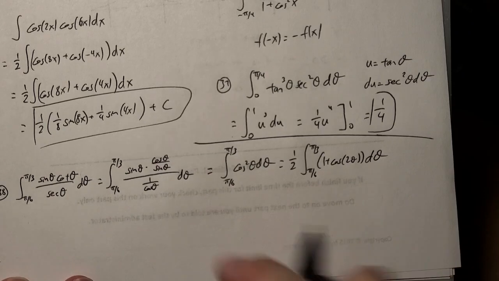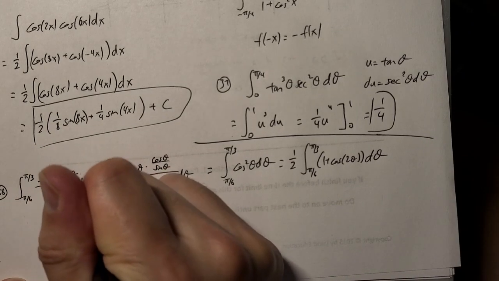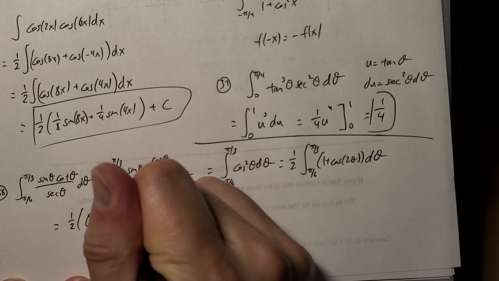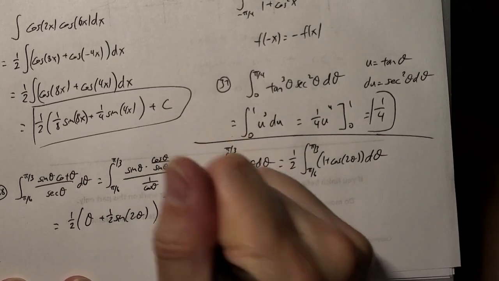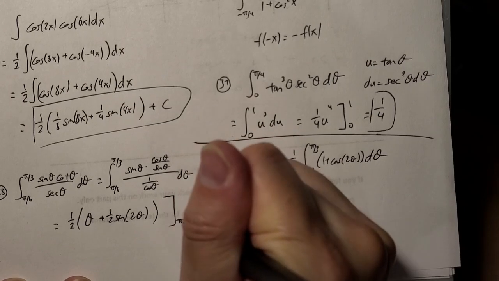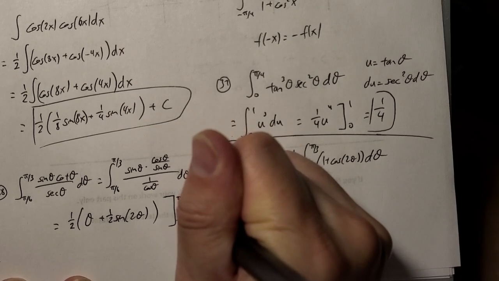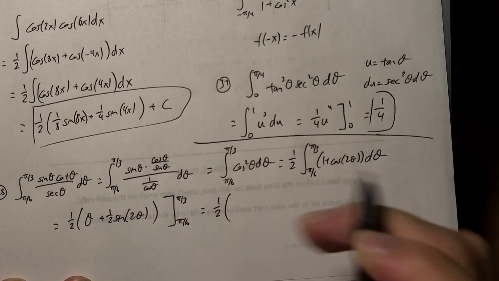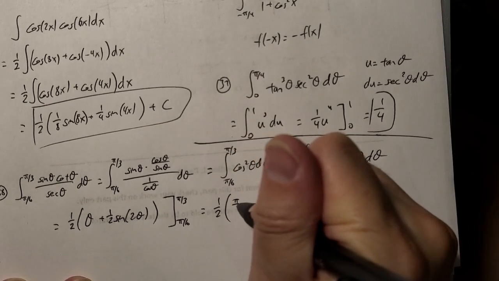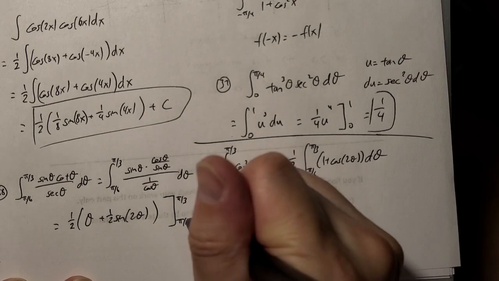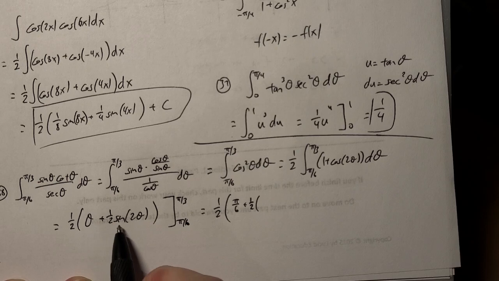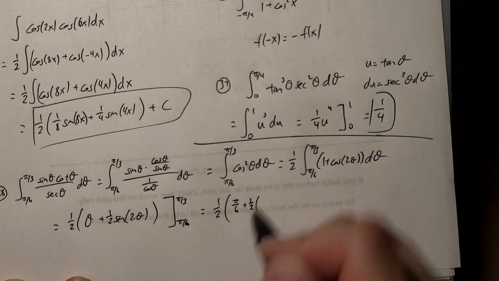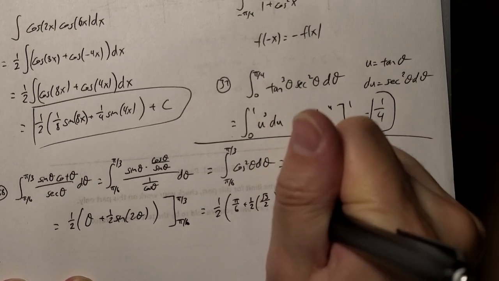Okay, now we can integrate. So half theta plus half sine of 2 theta. Okay, evaluate from pi over 6 to pi over 3, which is half times pi over 6, plus half times, what's sine of 2 times pi over 6? So that's sine of pi over 3, which is root 3 over 2, right?